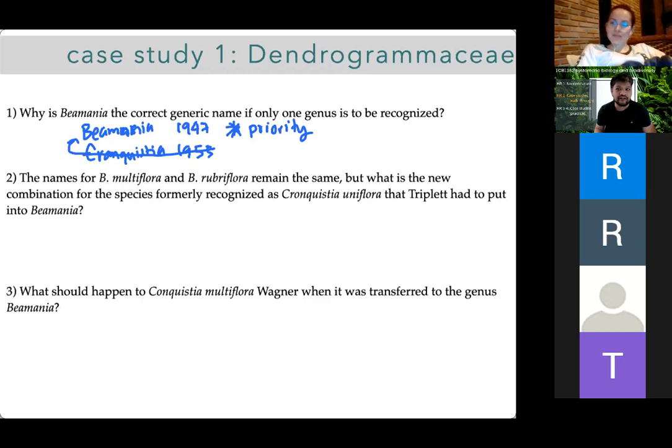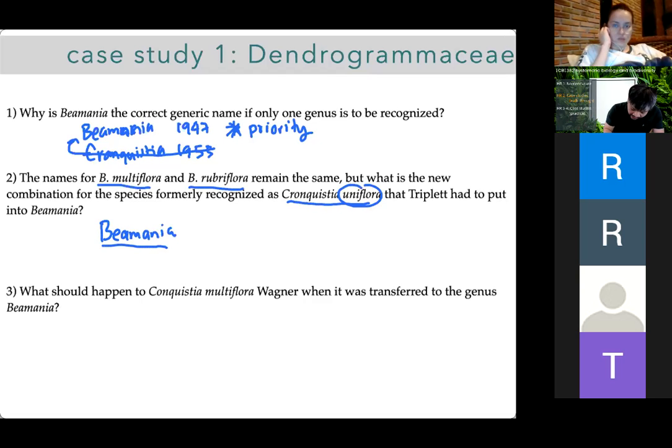But that doesn't work with taxonomy. You have to pick the oldest available name, the priority. So now everything becomes Bimania. Things that are already in Bimania are fine, they're in the same genus. But species like Conquistia uniflora have to get moved to the new genus. The new genus is Bimania, so let's put that here first, and then we move uniflora into this genus.